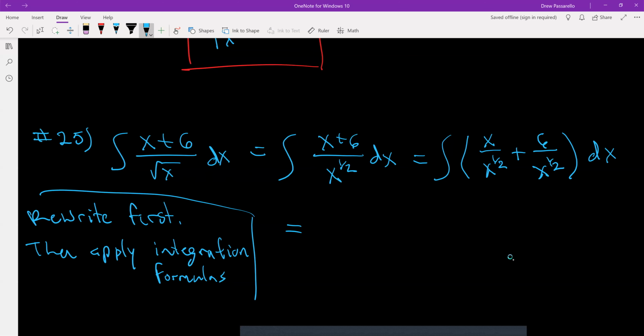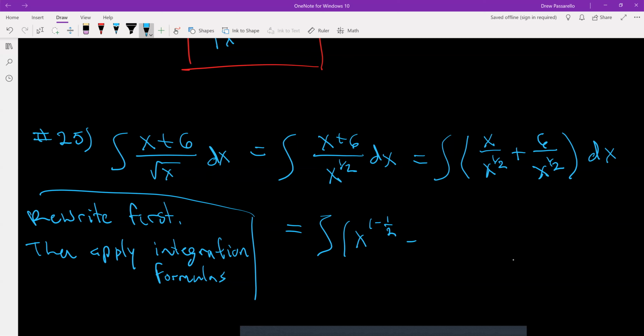All right, so from algebra, if you have a fraction and you have the same variable up top and bottom, you subtract the exponent. So when you have x over x to the 1/2, that's the same thing as x to the 1 minus 1/2. And then here for the 6 over x to the 1/2, if I want to rewrite that into a format where I can integrate, I bring the x to the top, and that changes the exponent to negative 1/2.